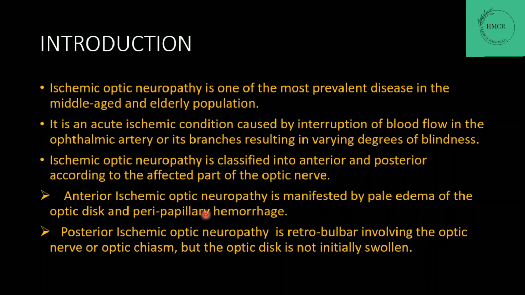Anterior ischemic optic neuropathy is manifested by pale edema of the optic disc and peripapillary hemorrhage. Posterior ischemic optic neuropathy is retrobulbar in location, involving the optic nerve or optic chiasm, but the optic disc is not initially swollen.